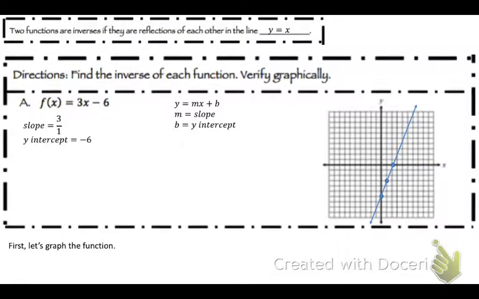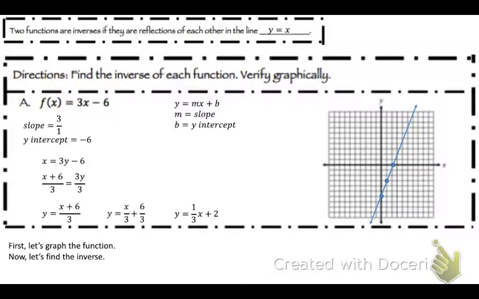Okay. Now I'm going to find the inverse, so I'm going to switch my x's and y's. I have x equals 3y minus 6. Add the 6 over, so we get x plus 6 equals 3y. Divide by 3, and you get y equals (x plus 6) divided by 3. I want to rewrite that in the form mx plus b, so I divide both terms by 3 and get x over 3 plus 6 over 3, which is 1/3 x plus 2. So now 2 is my y-intercept and the slope is 1/3.